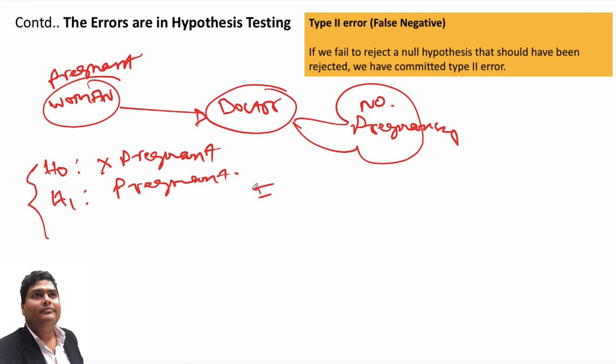Hope you have understood the concept of type 1 error and type 2 error. And next we will be trying to understand how to form the null hypothesis and alternate hypothesis, and how, from a certain claim, we can determine whether H0 and H1 are valid or not.